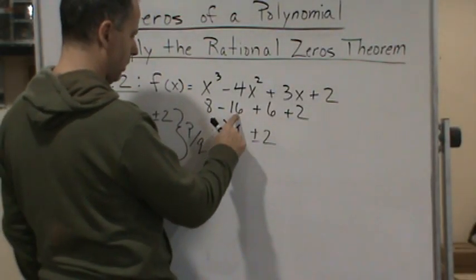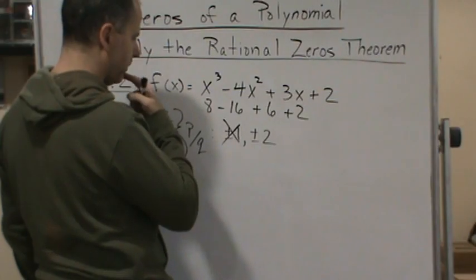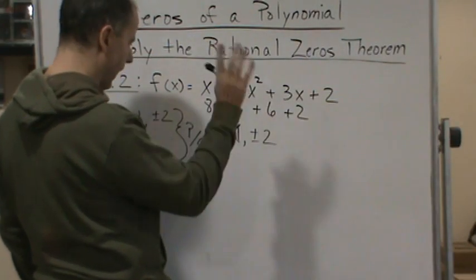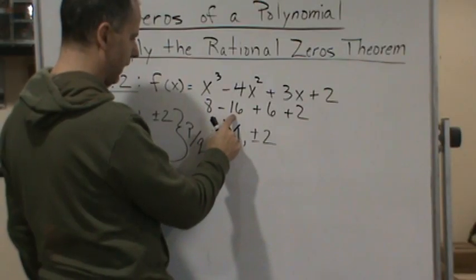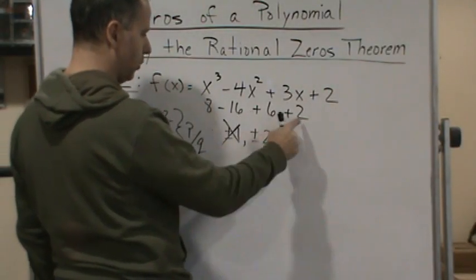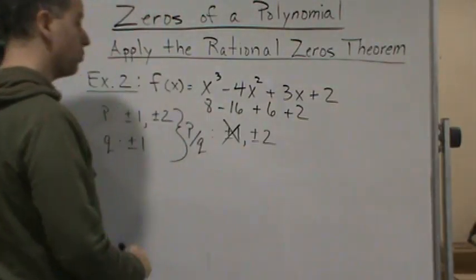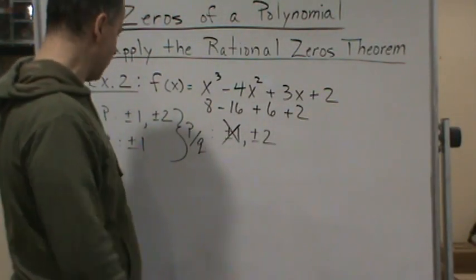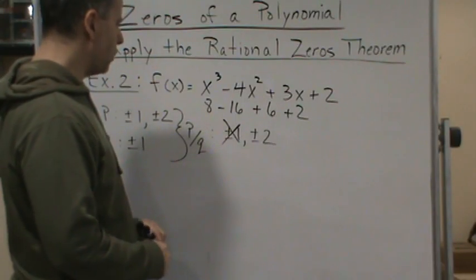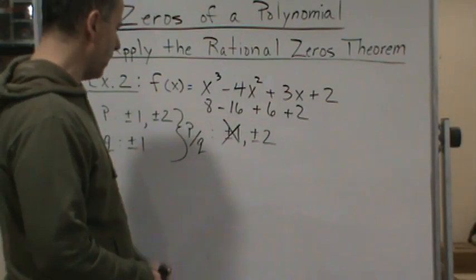So, oh yeah, this does give me 0. I added wrong. Sorry about that. So 8 minus 16 is negative 8, plus 6 is negative 2, plus 2 is 0. Okay, so 2 works. Negative 2 wasn't going to work. That's why I stopped, because I knew something had to work. So negative 2 wasn't going to work, but 2 does work.